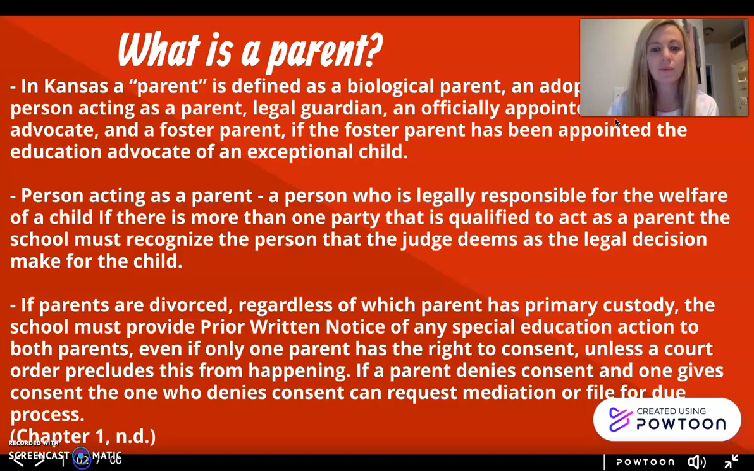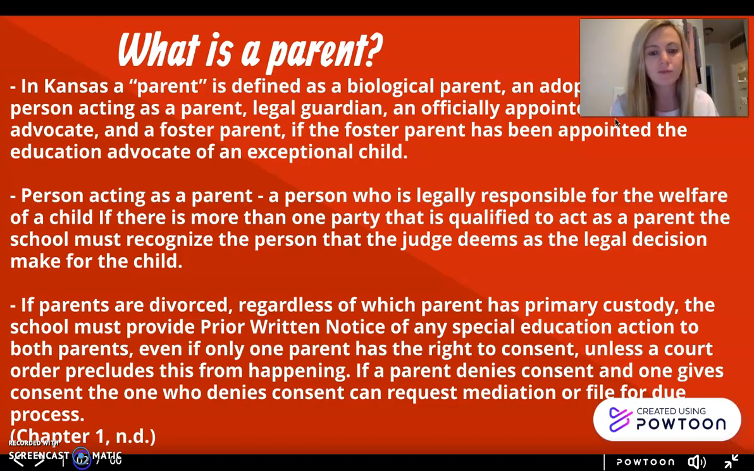If there is more than one party that is qualified to act as a parent, the school must recognize the person that the judge deems as the legal decision maker for that child, which sometimes can be difficult because things change and going to court takes a long time. So sometimes the parent who is legally the decision maker for the child isn't the one that the school sees as the most qualified parent. That sometimes gets difficult, but you have to follow the legislation on that.